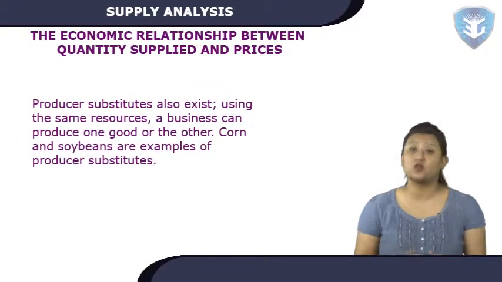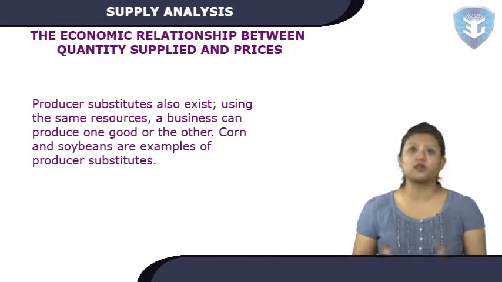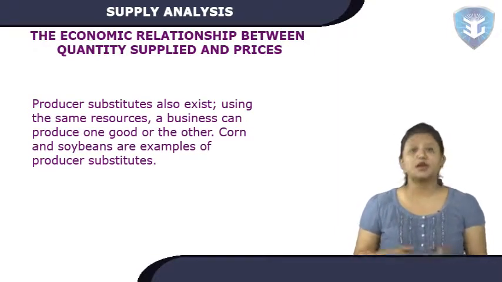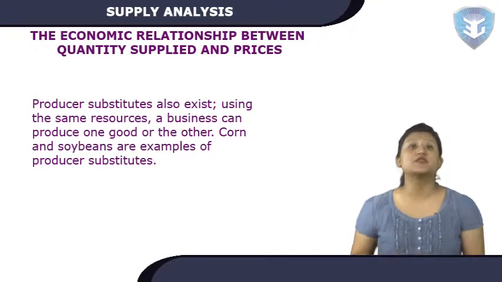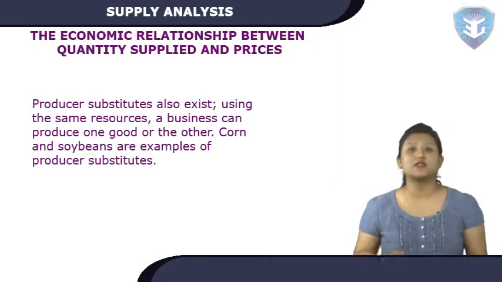Producer substitutes also exist. Using the same resources, a business can produce one good or the other. Corn and soybeans are examples of producer substitutes. If the price of corn increases, farmers grow more corn and less land is available to grow soybeans. Soybean supply decreases. An inverse relationship exists between a good's price, corn, and the supply of its producer's substitute, soybeans.